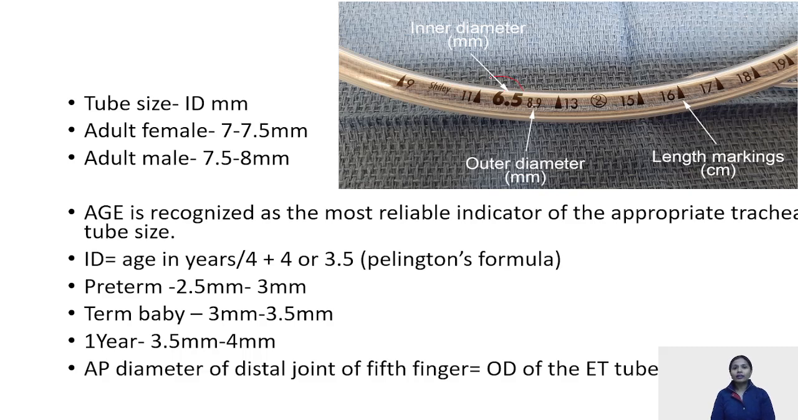Then over this tube we have the internal diameter written. I hope you all can see it. Then we have the outer diameter written. We have the company's name. It is also written whether it is oral or nasal. Many times it is written here. Then it is written that it cannot be used for a second time. It is a disposable kind of tube. These are the length markings in centimeters. Done.